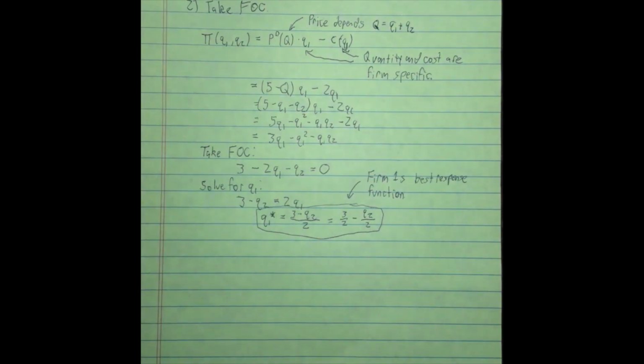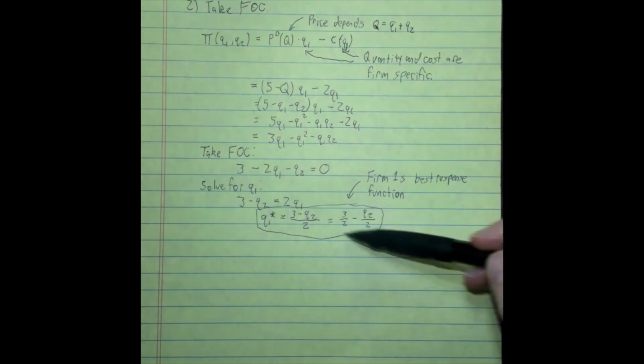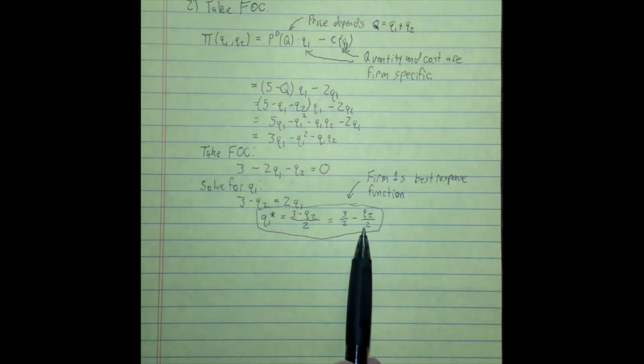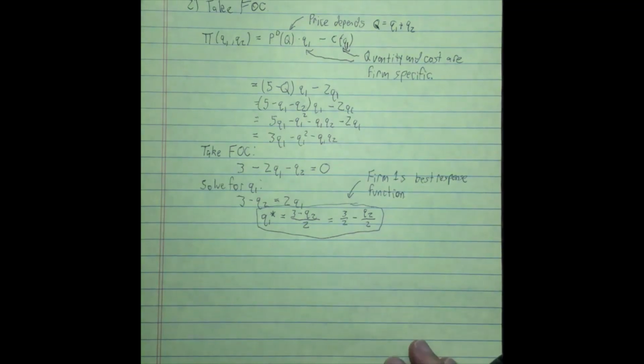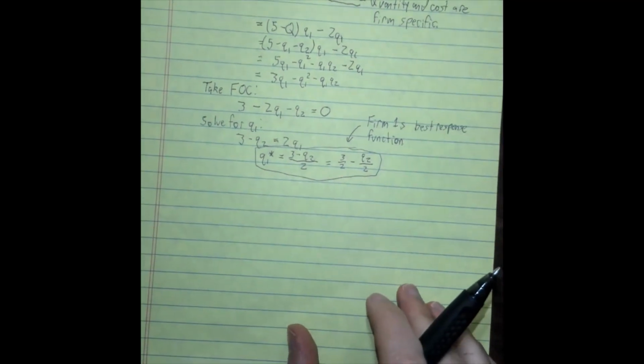Right. So no matter what quantity firm 2 decides on, this tells you what the best thing is for firm 1 to do. Okay. So if firm 2 decides to produce 1 unit of output, firm 1's best response would then be to produce 1 unit of output. If firm 2 decides to produce 2 units of output, firm 1 should produce a half unit of output, right? But what this tells us is basically this is firm 1's best response to whatever they think firm 2 will do.